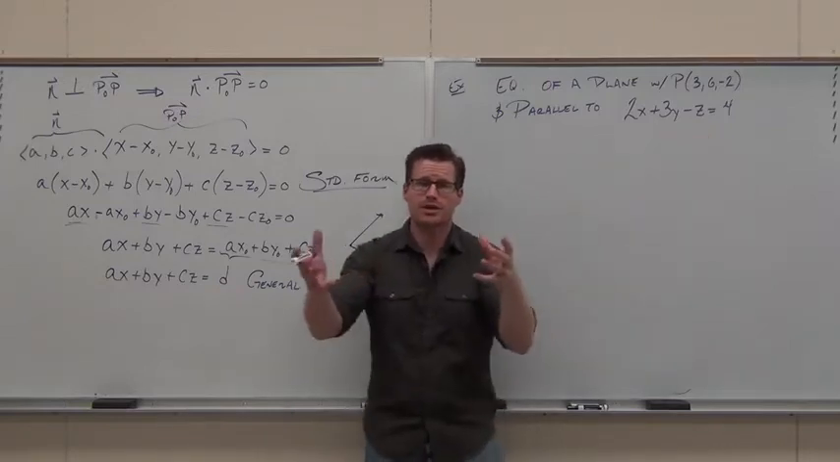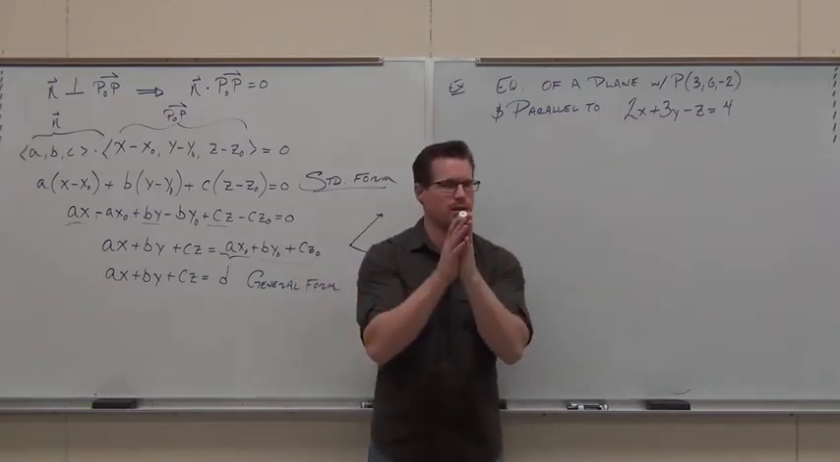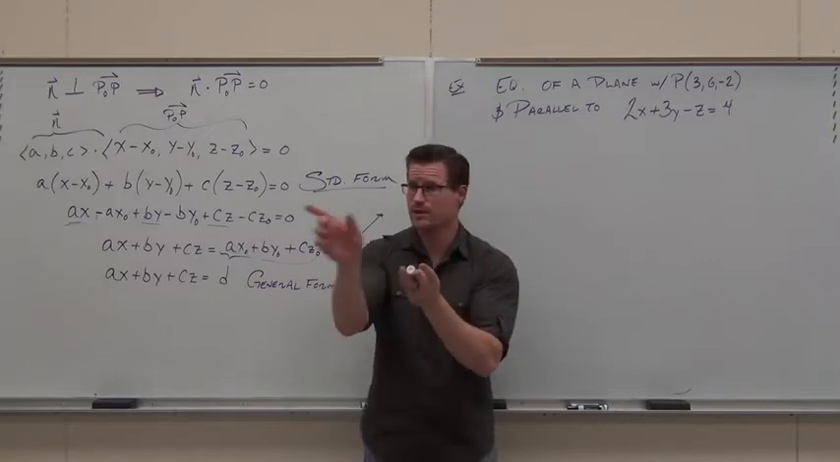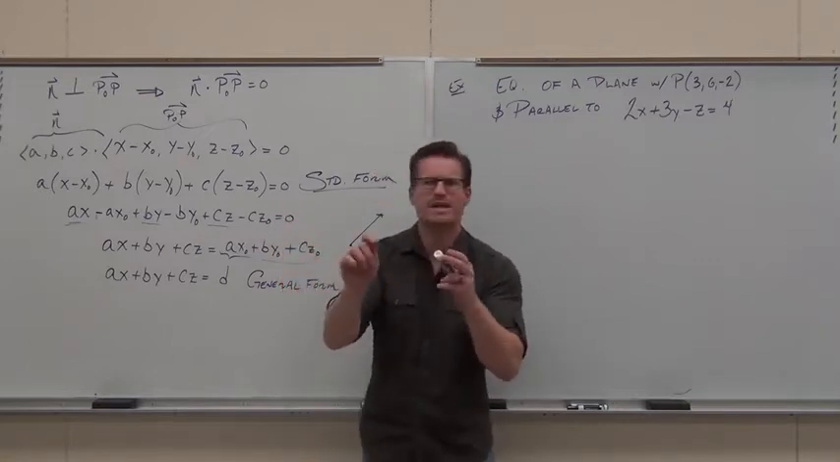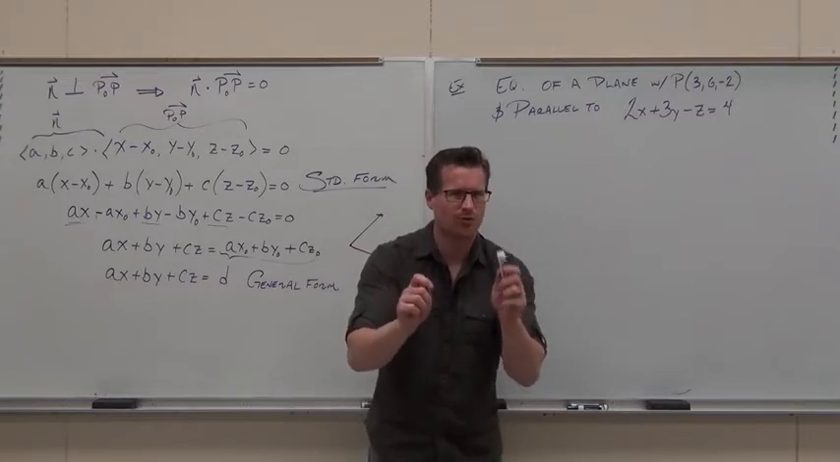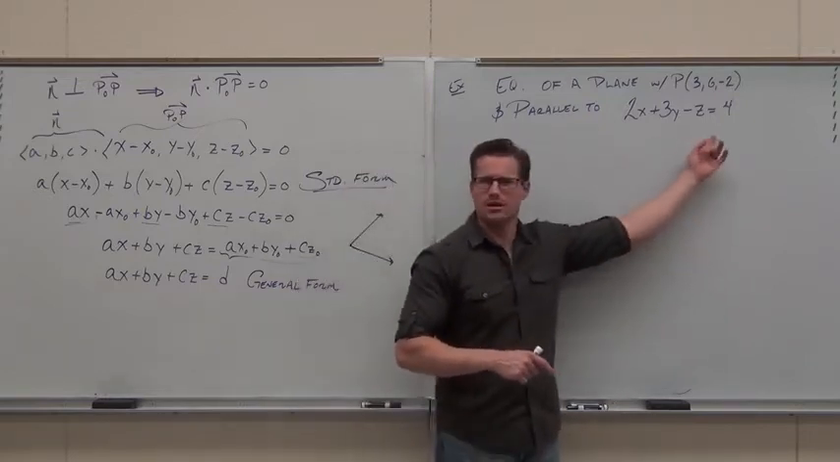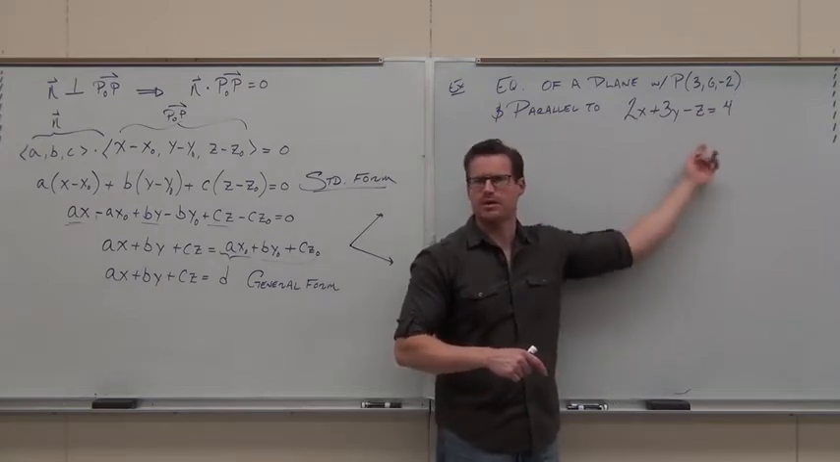Now, what two things do you need to find the equation of a plane? What two things? A point. And what type of vector? Normal vector for a plane. What have I given you here? Is this a line or is this a plane?